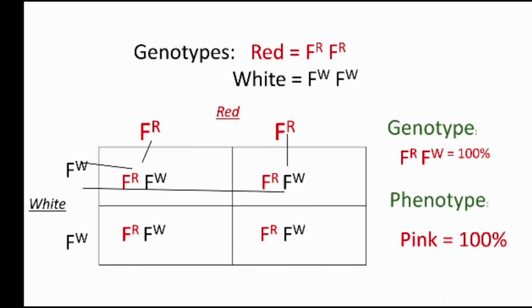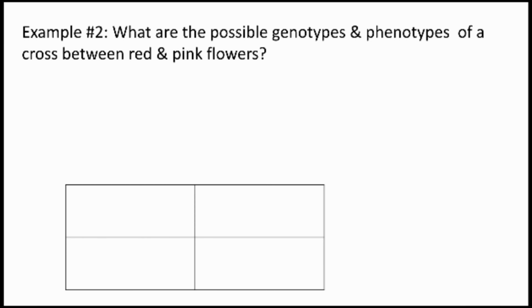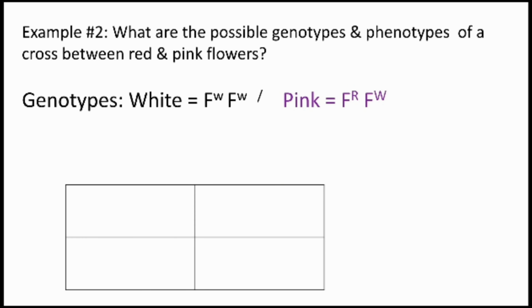All are pink. Okay, so let's have another example. What are the possible genotypes and phenotypes of a cross between white and pink flowers? Let's get the genotypes of the two parents. For the white flower, its genotype is FW FW. Then for the pink one, its genotype is FR FW.